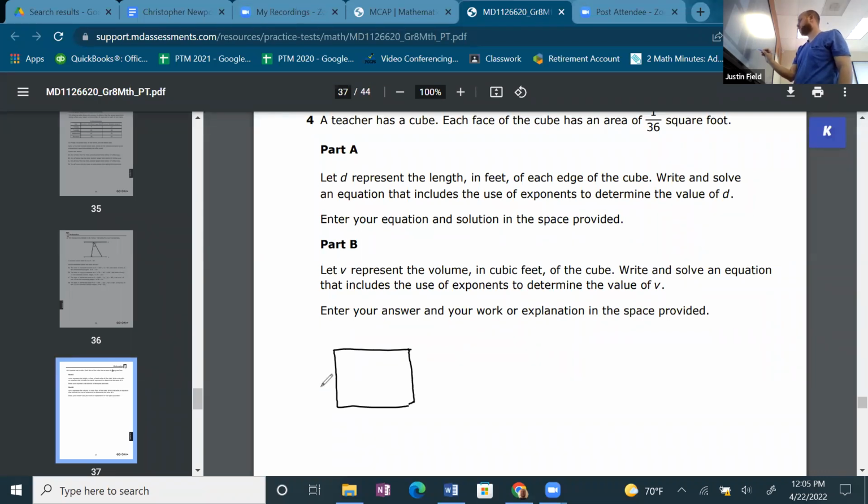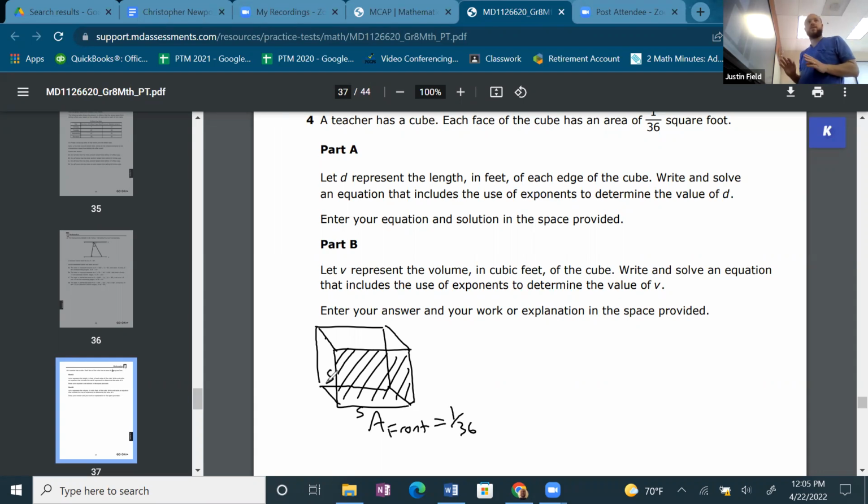We draw one square, then we draw the same shape square somewhere back there. I have now drawn for you a 3D cube. The area of one face, like this front face, is 1/36. But we also know it's a cube, so the side lengths are the same. What's the area formula for a square, which is the shape of the face? Area is side squared.